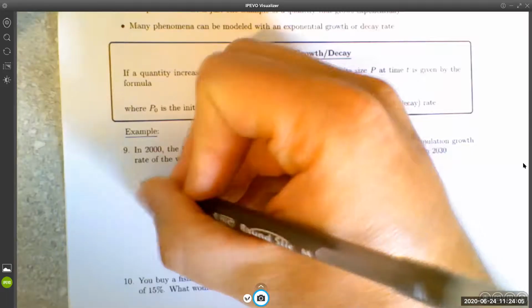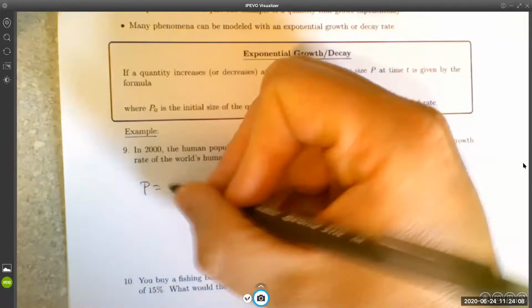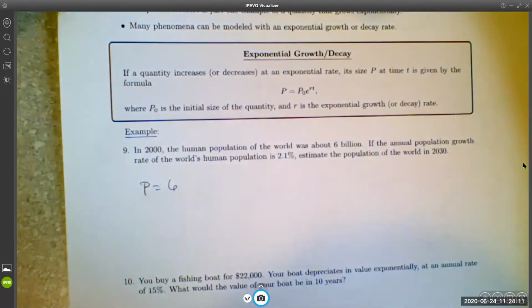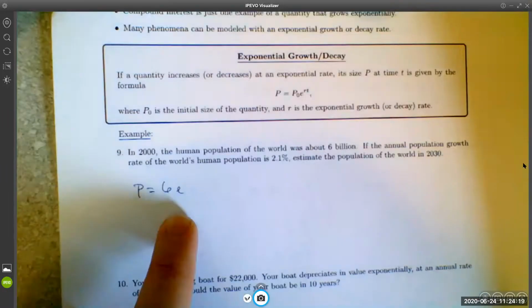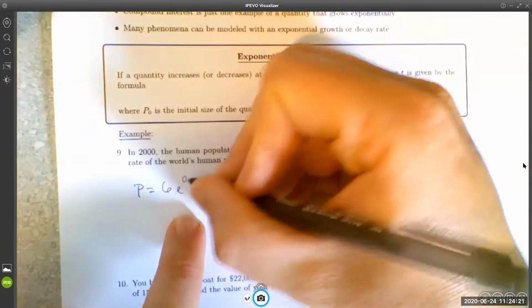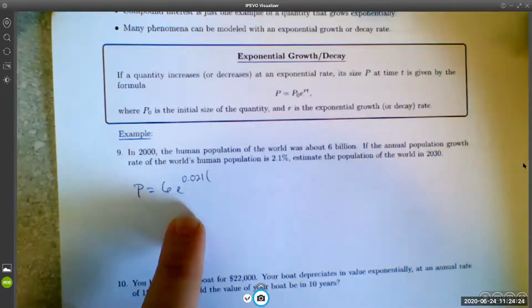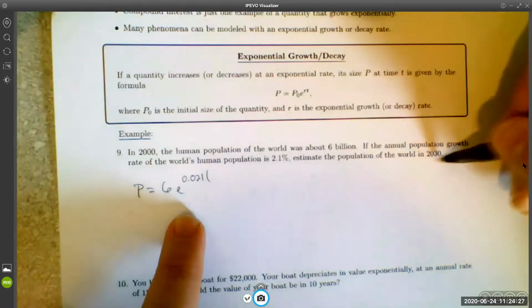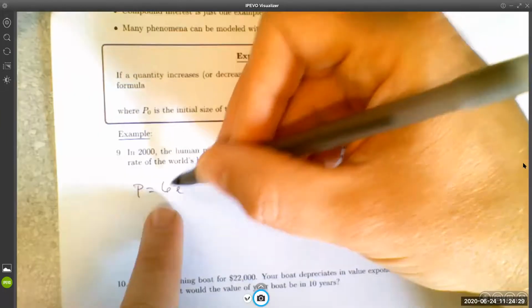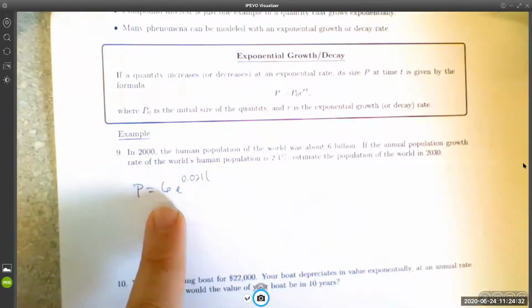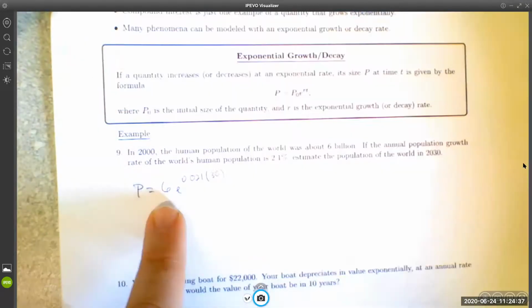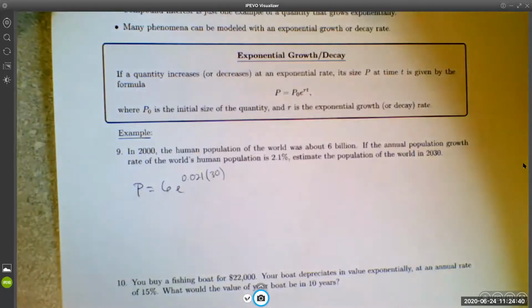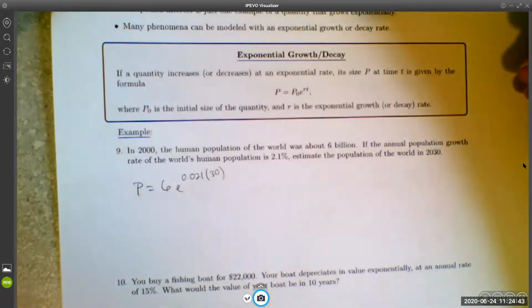So we want the final amount. The initial amount is 6 billion. I'm just going to use 6. I'm not going to write out all of those zeros, but I know my answer needs to be in billions. So it's going to be 6 times e to the r, so that's 0.021, times t. Well, we want to know what the population will be in 2030. Our initial amount was the population in 2000. So 2030 is 30 years later. So I'm going to put in 30. The amount of time that's elapsed is 30 years. Let's see what we get.